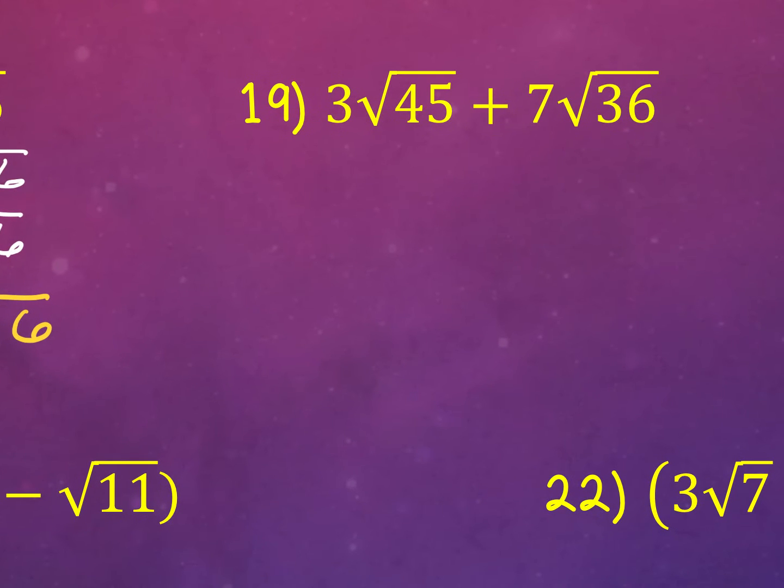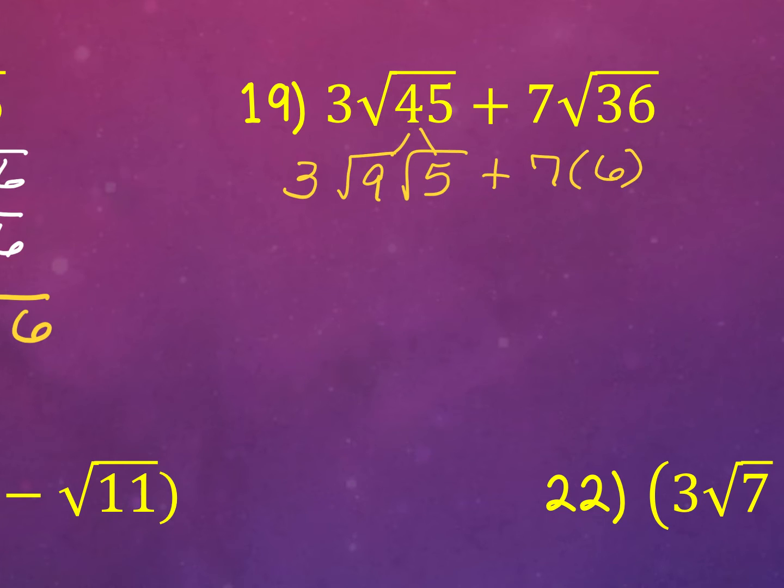So again, I'm trying to add these two radicals, but they're totally different numbers. So I need to simplify them. So I'm going to simplify 45, and I can break this down into 9 times 5. The 3 is already outside. Now on the next part of the problem, if you recognize that 36 is a perfect square, you can just square root it. If you didn't, you would factor it, and then you could make a pair. So I'm going to just go ahead and square root 36, and it becomes 6.